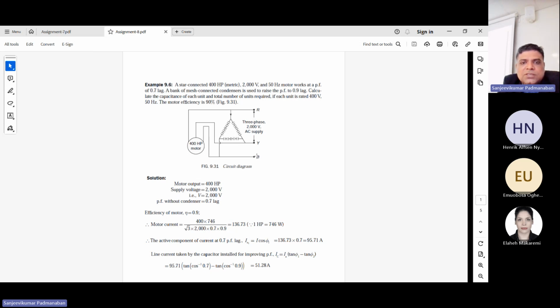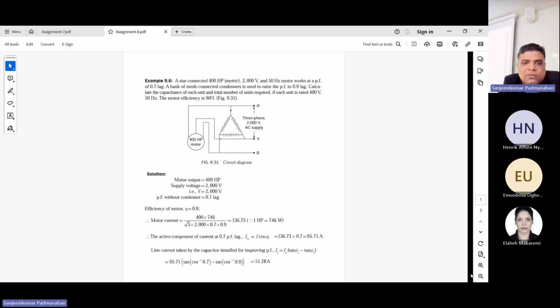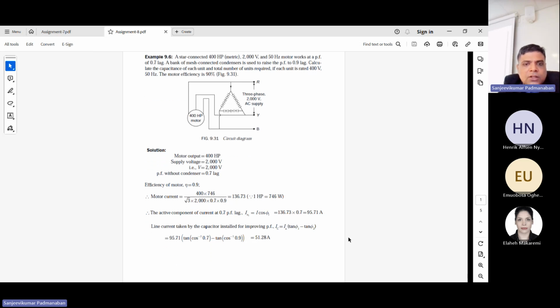So you can have a look at how the system is. And we want to improve the power factor. Please calculate along with me, otherwise it's very difficult. So we know the motor output power, which is 400 HP. We have supply voltage 2000, so that is V. And the power factor without condenser, without compensator, is 0.7. So we have the 0.7.